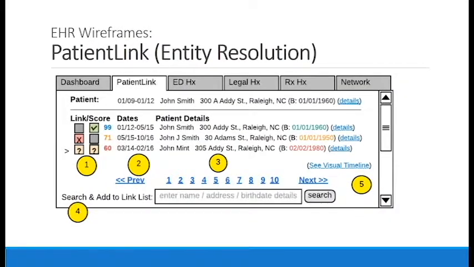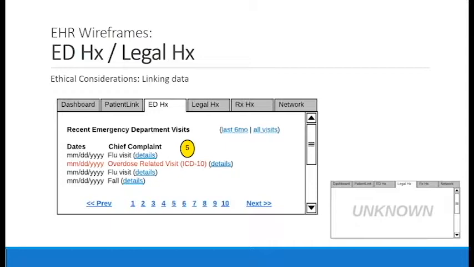So this visual timeline is imagining something like this. You can say folks colored by score might be more likely to be the person. If you can see some sort of continuous history, you might be more likely to think it's them.